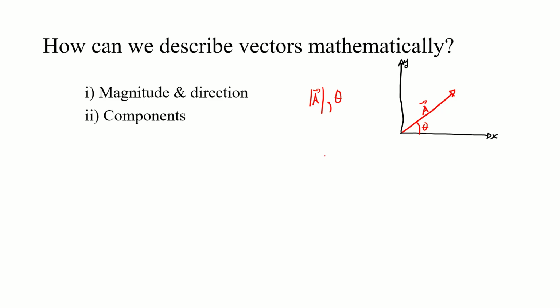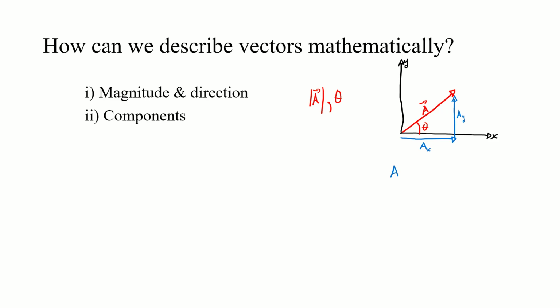Another way I can describe this mathematically is by describing it in terms of what are called components. What this is doing is essentially splitting that vector into two vectors, one along each of the directions of our coordinate system. We just went through how to mathematically add these. I could take this vector along the x direction, and I'll call that a sub x, and this vector along the y direction, and call that a sub y.